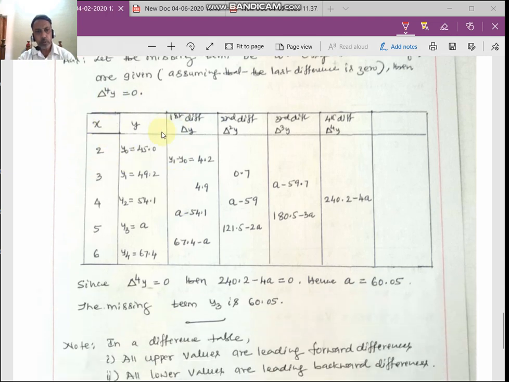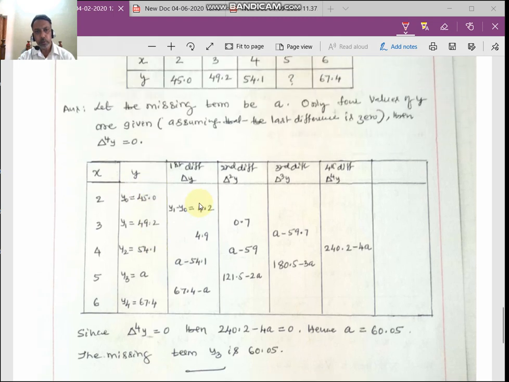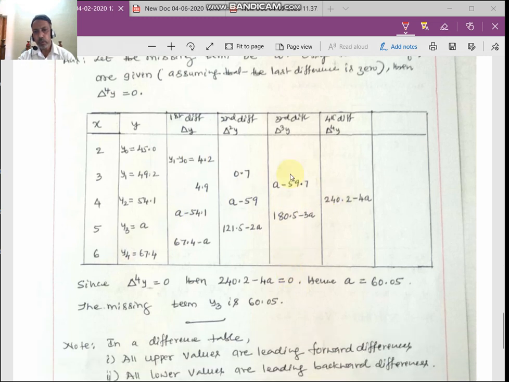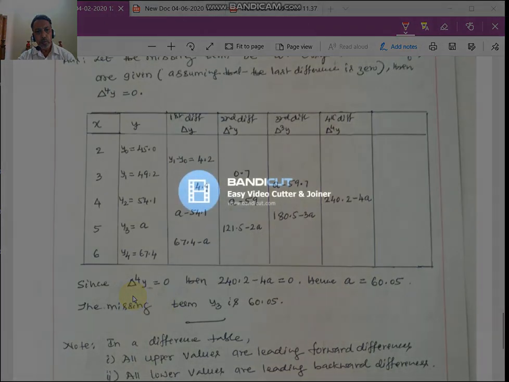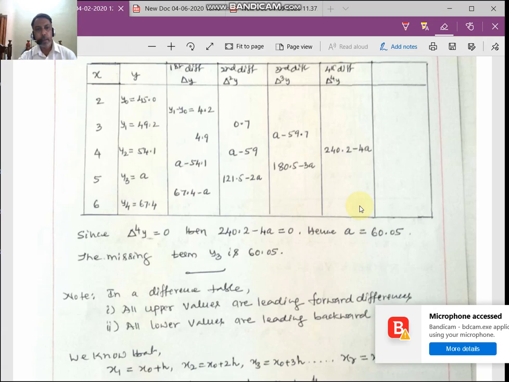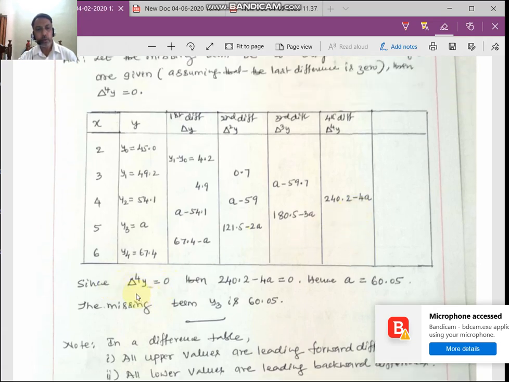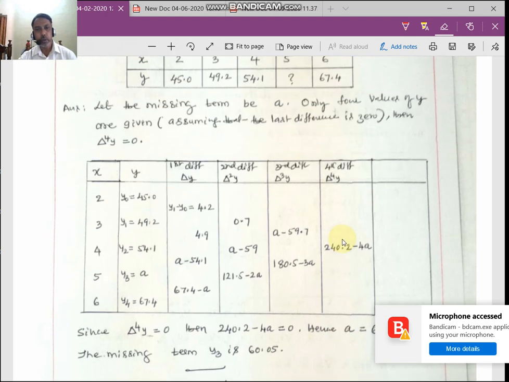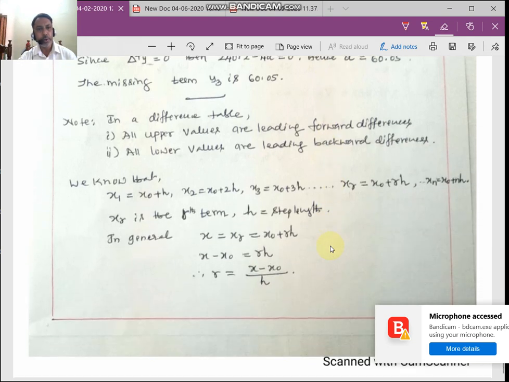You write the first column and second column as x values and y values, and obtain the corresponding differences of the given data. These are the first difference, second difference, third difference, fourth difference. And then, since we have assumed that the last difference, del to the power 4 y, is equal to 0, then 240.2 minus 4a is equal to 0. Therefore, a value is 60.05. So this is how by a difference table we can find the missing term of the given data.